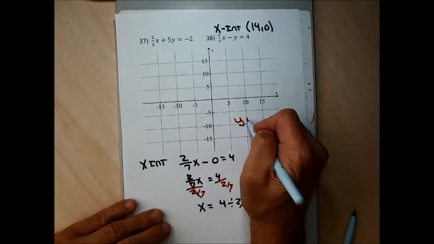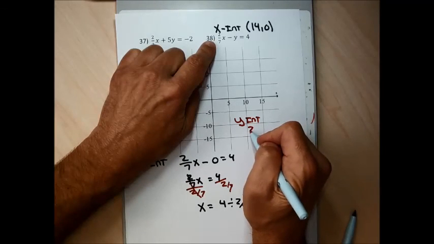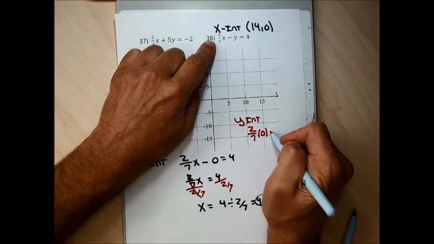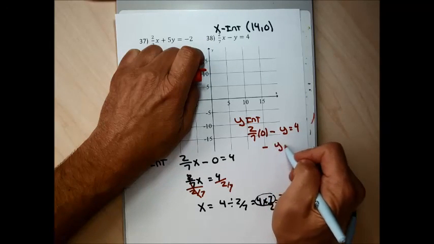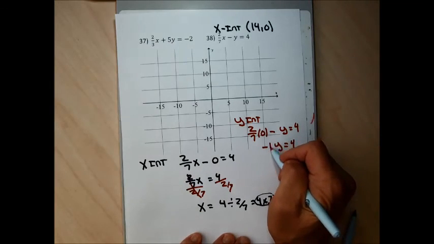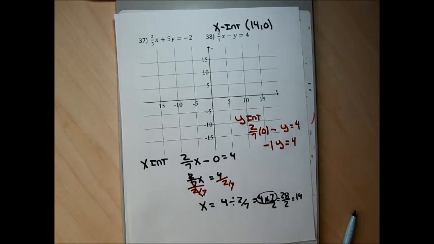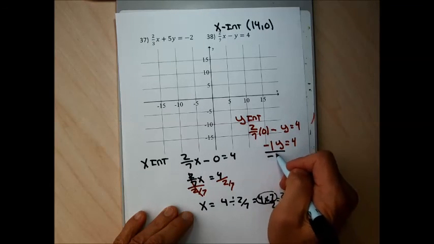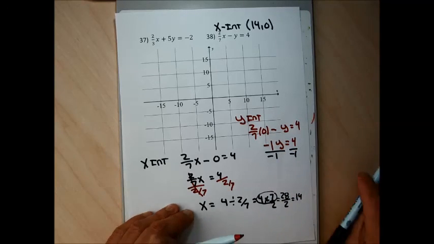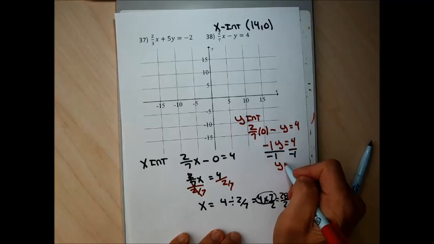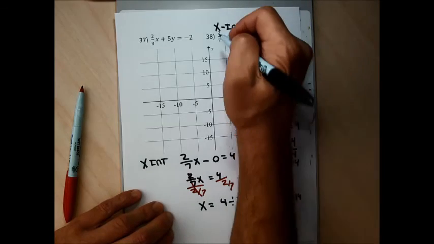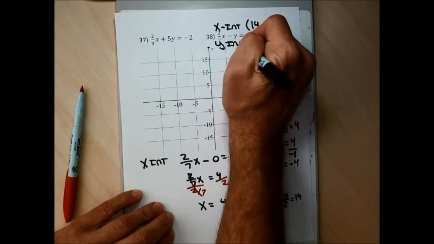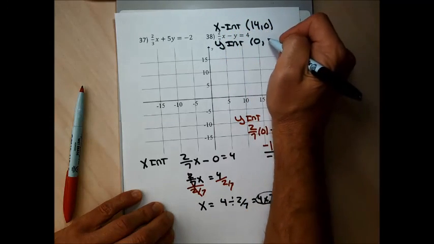Now I'm going to try to squeeze in the y-intercept. The y-intercept, I'll go 2/7 times 0 minus y equal to 4. That gives me minus y equals 4. And I'm going to emphasize that that's really minus 1y equal to 4. When there's not a number written in front of the letter, there's an implied 1. Now I'm going to divide by negative 1. On the left-hand side, the negatives cancel, and I'm left with a y. On the right side, 4 divided by negative 1 is negative 4. That's going to tell me that the y-intercept is the point 0, negative 4.